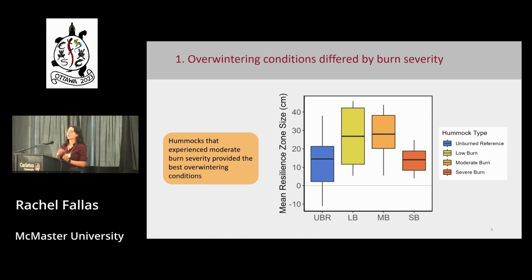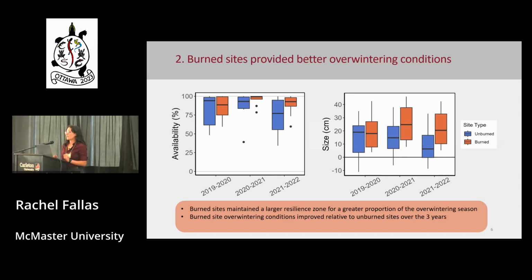And then zooming out and looking at the macrohabitat scale, we did find that these burn sites were also performing better than the unburned peatlands overall. If you do look more closely, these plots are divided by overwintering periods. And so you'll notice that that first winter from 2019 to 2020, the two different site types are a little bit more comparable. But from 2020 onwards, those unburned sites are maintaining that larger resilience zone and maintaining that for a greater proportion of the winter.